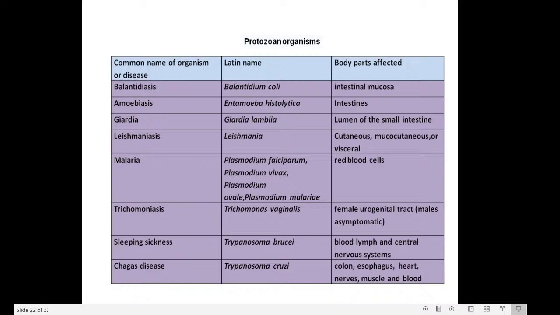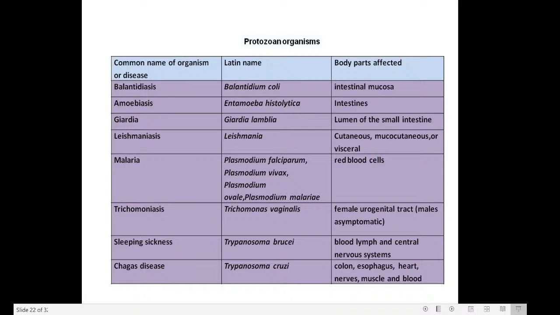Balantidiasis is a common organism disease name. It's caused by Balantidium coli. It affects the intestinal mucosa. And Entamoeba histolytica affects the intestine. Giardia lamblia affects the lumen of the small intestine. And Leishmania affects the cutaneous tissue. And Plasmodium, we all know Plasmodium affects red blood cells.